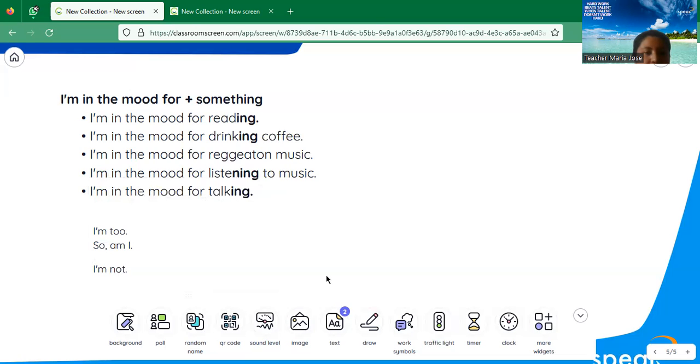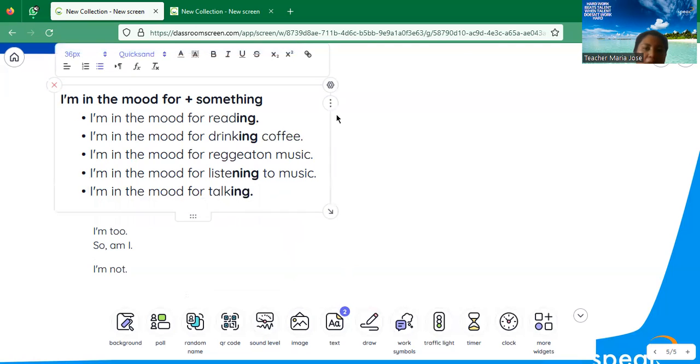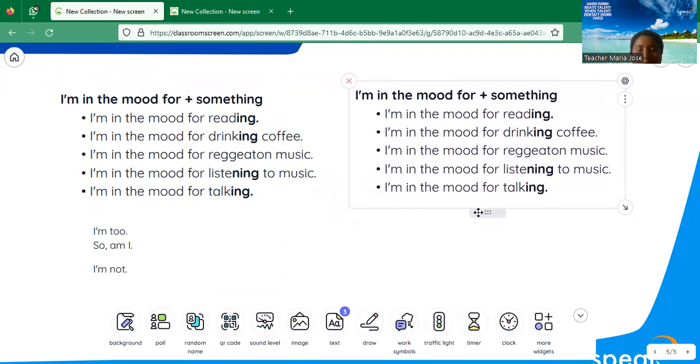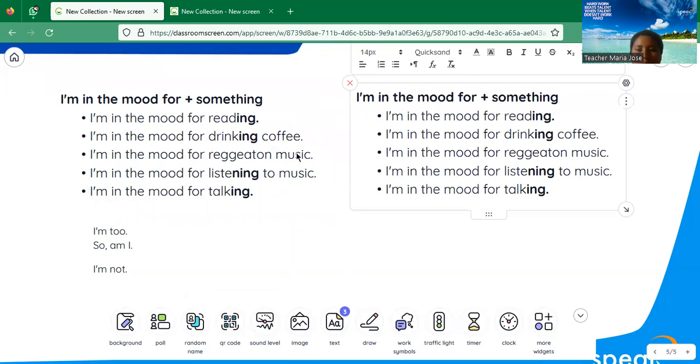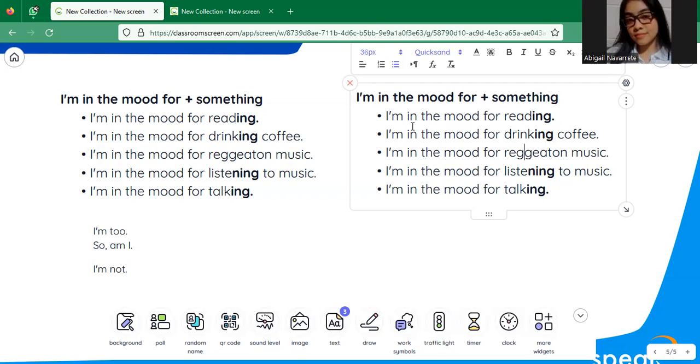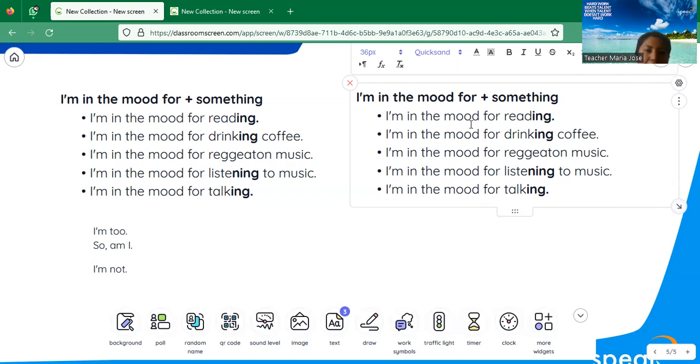Okay, we got it. Now, I want to make all of these sentences, but now negative. How do I do it, Abigail? How do I make them negative? Neither. But the sentence, this sentence, but negative. How do I do it? Negative. Oh, I am not. Excellent. So I just have to add the not here.